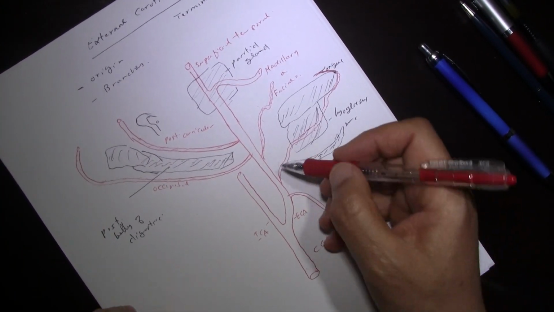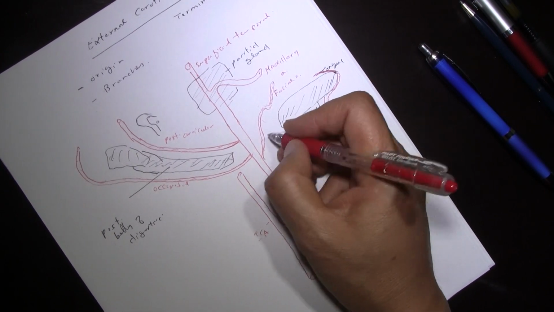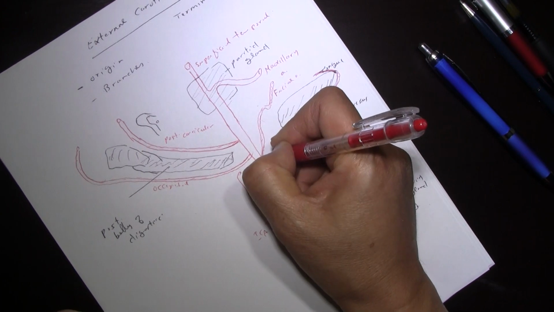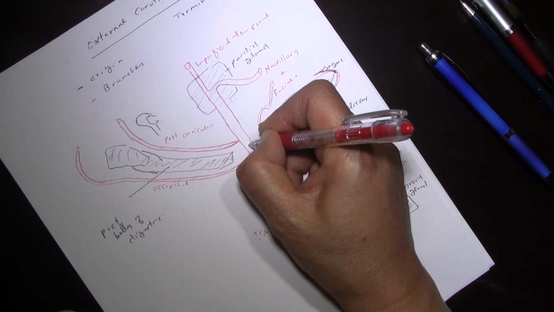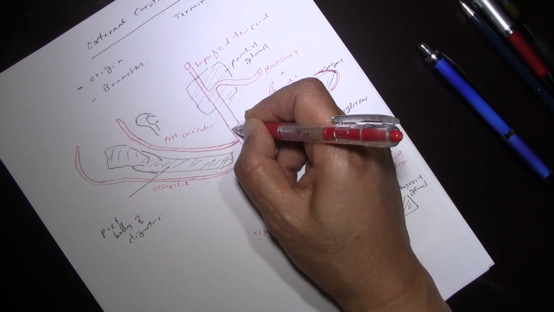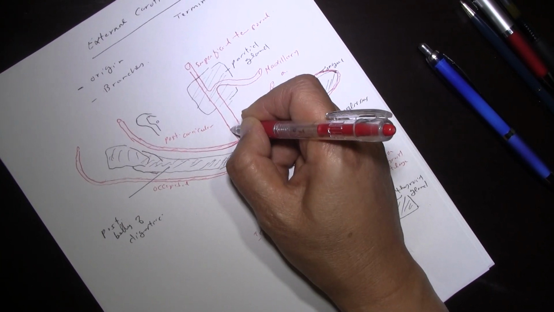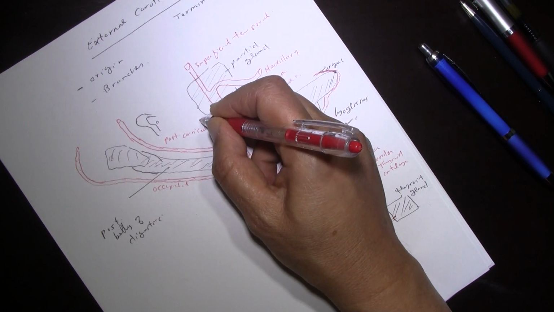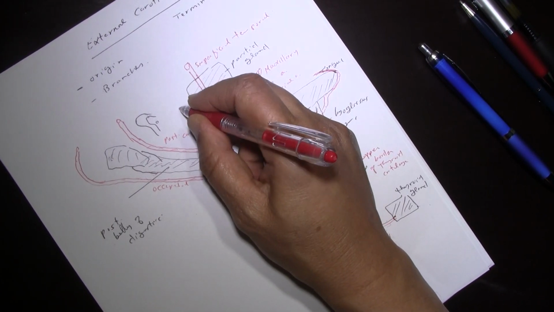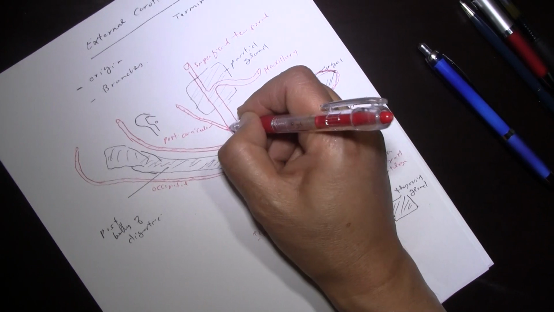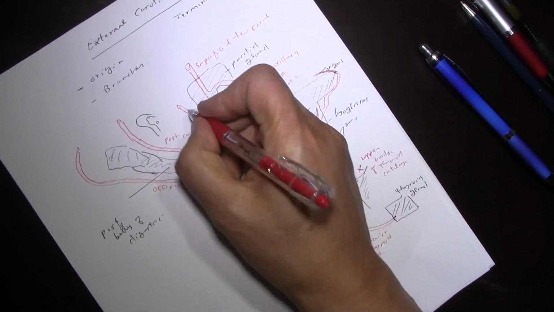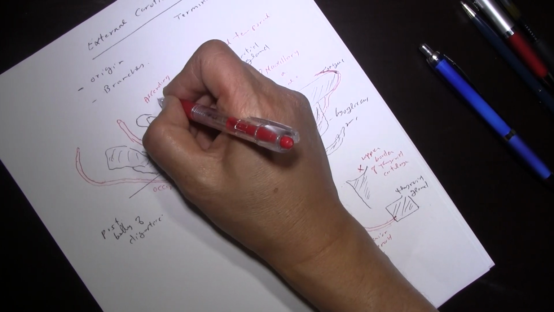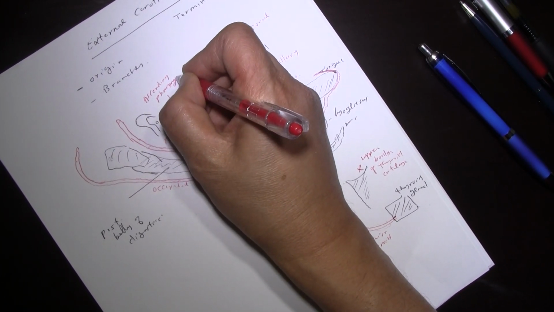Okay. Then the last branch coming from the deep surface of the artery is called ascending pharyngeal artery. It's called what? Ascending pharyngeal artery. So it's coming from the deep surface of the artery, medial surface of the artery, and ascends to the pharynx and the side of the pharynx and gives multiple branches. We're going to talk about them. So this is the ascending pharyngeal artery, ascending and going to the base of the skull.